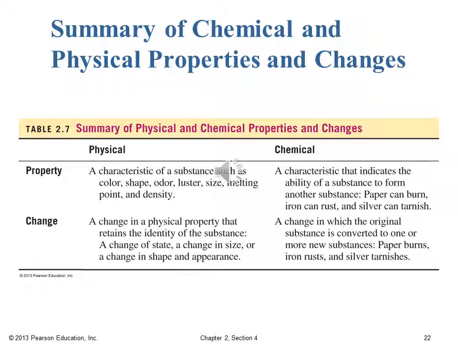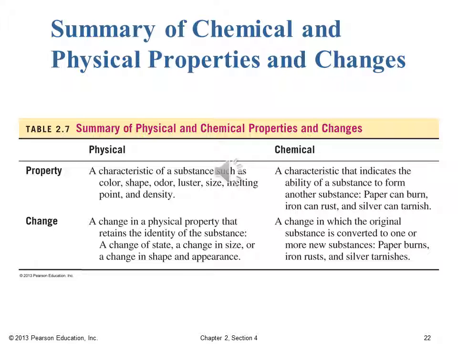And then we see in table 2.7, we have a summary of some physical and chemical properties and changes. So a physical property, as we said, it's a characteristic of a substance. Then we gave a bunch of examples. For a chemical property, it's a characteristic that indicates how a substance reacts with another. So paper can burn, iron can rust, silver can tarnish. A lot of organic liquids are flammable. They will burst into flames if they're given a spark or a match lighting, or even just reaching their temperature. So those are all examples of physical or chemical properties.